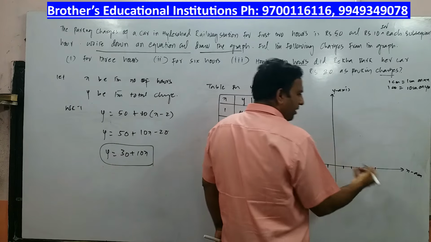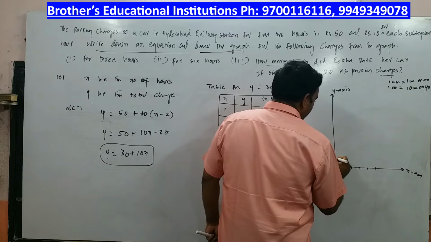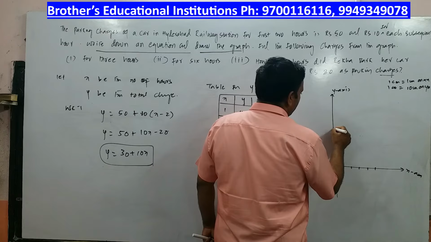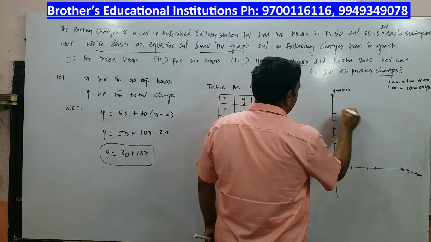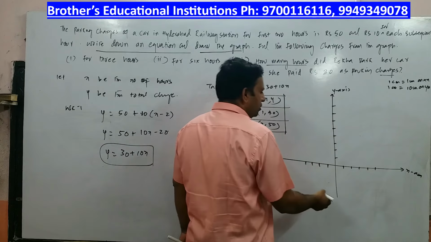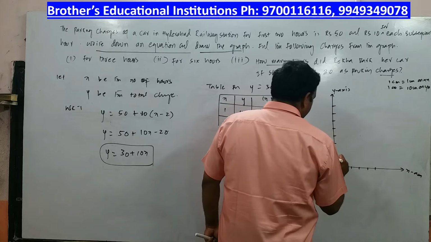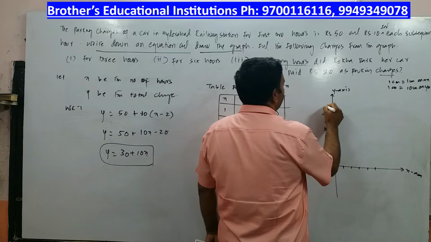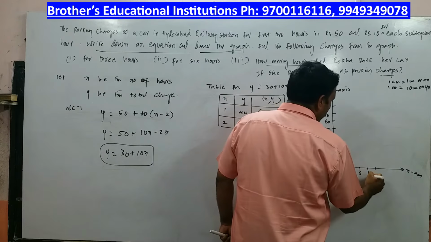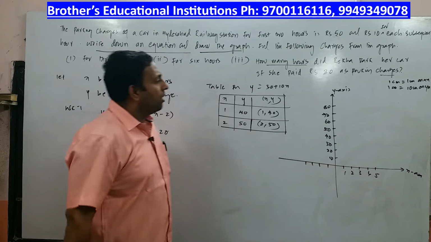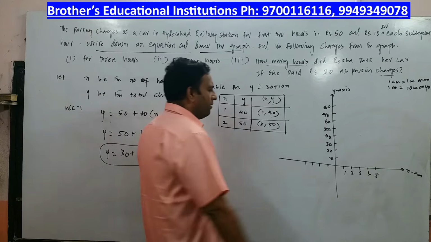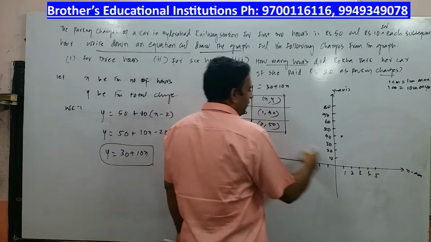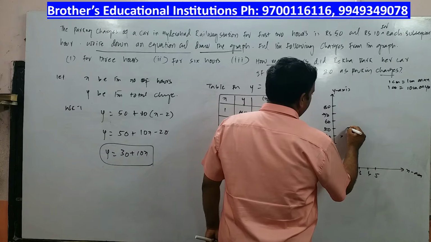This can't be negative. X can't be negative. Number of hours can't be negative. So you will have always a positive value. 1, 2, 3, 4, 5, 6, 7, 8. Even y is also positive because it is money. 10, 20, 30, 40, 50, 60, 70 and 80. This is 1, 2, 3, 4, 5. Are you able to follow? Alright, now let us plot this. 1 comma 40. When 1 is here, 40 is here. So I plot this point 1 comma 40. 2 comma 50. 2 is here and 50 is here.